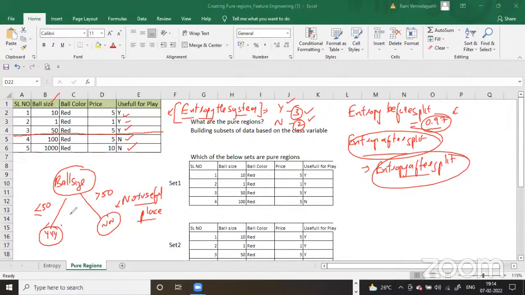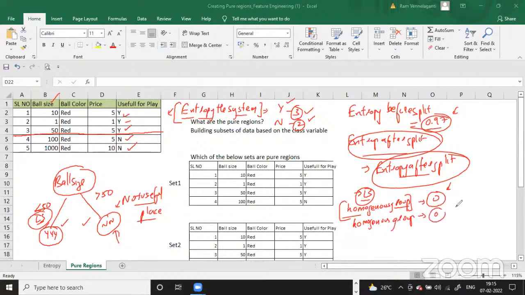What is the entropy here on the left hand side? We can clearly say that on the left hand side, because it is a homogeneous group, the entropy is going to be 0. What is the entropy on the right hand side? Because again it is a homogeneous group for us, this is also going to be 0.